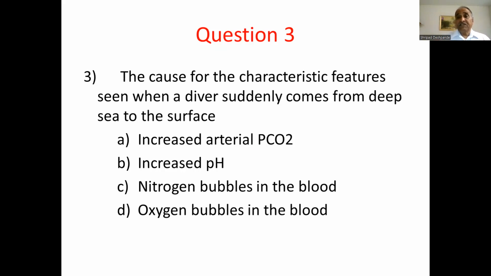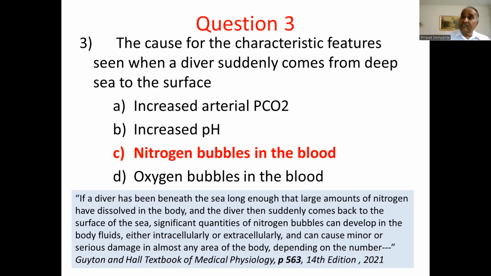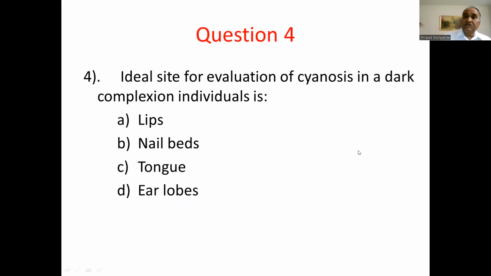The quantity of nitrogen is 80% of the total volume of the gases. Thus, that makes a greater difference. Even though the carbon dioxide is also soluble, the quantity is only 0.03 or even lesser. So the answer to this question is option C, nitrogen bubbles in the blood. You have the reference listed here, the Guyton and Hall textbook of medical physiology, page 563. You can refer to it. Then moving on to question number 4.